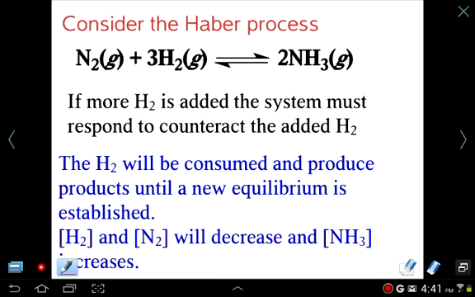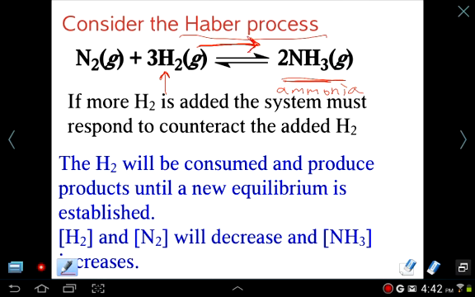So for our example we're going to use the famous Haber process. This is a very famous equilibrium equation for the production of ammonia, an extremely important chemical industrially, especially its use in agriculture as a fertilizer, as well as other related industries. So if we decide to add H2 to the system, the system will try to undo the added H2. If I increase H2, the system will try to remove H2, and the only way it can do that is by producing more products, by shifting the equilibrium to the right.